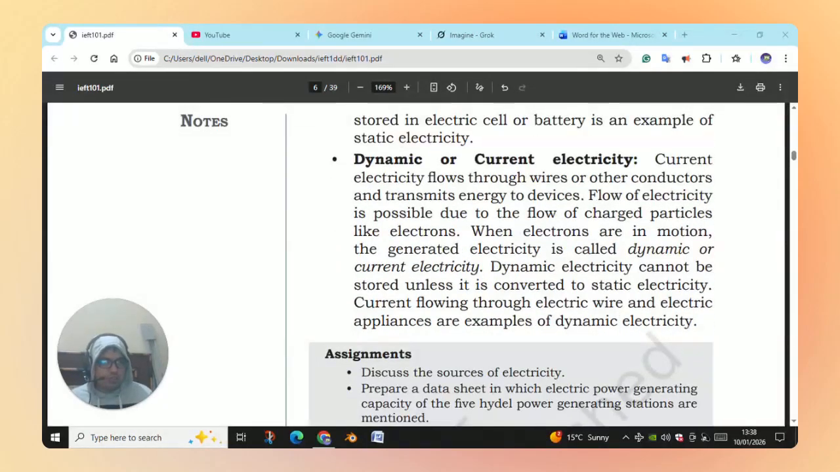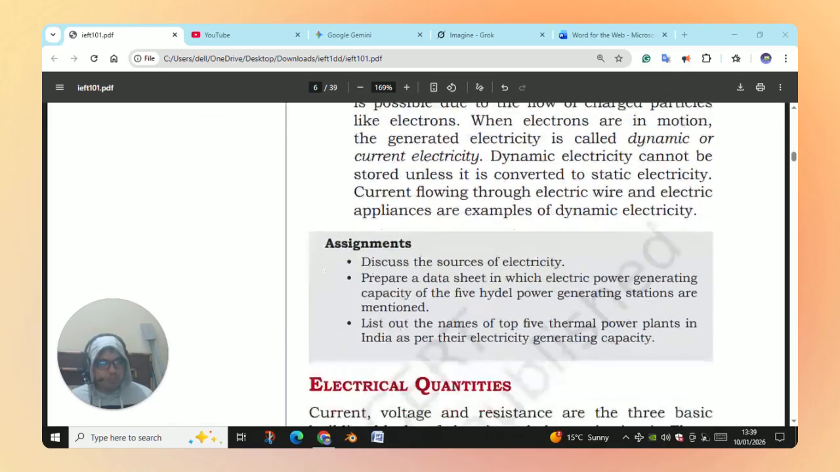Dynamic or current electricity. Current electricity flows through wires or other conductors and transmits energy to devices. Flow of electricity is due to the flow of charged particles like electrons. When electrons are in motion, the generated electricity is called dynamic or current electricity. Dynamic electricity cannot be stored unless it is converted to static electricity. Current flowing through electric wire and electric appliances are examples of dynamic electricity.